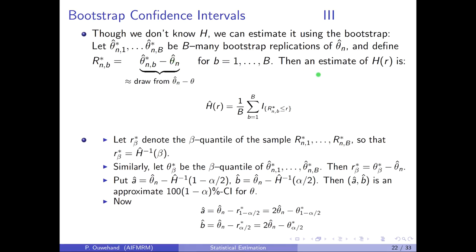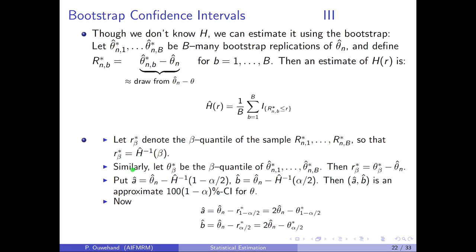Theta hat star nb is obtained by resampling from the data, and we can regard R star nb as a draw from theta hat n minus theta, where the role of theta hat n is played by this new estimate, theta hat star nb, and the role of theta is played by the estimate that we had, namely theta hat n. Then an estimate of the empirical distribution function H of R is given as follows. H hat of r is simply the proportion of the R stars that lie below little r. So each of the random variables R star nb can be regarded as a draw from theta hat n minus theta, and we can therefore consider the beta quantile from that sample. In other words, R star beta is the quantile function associated with H hat evaluated at beta.